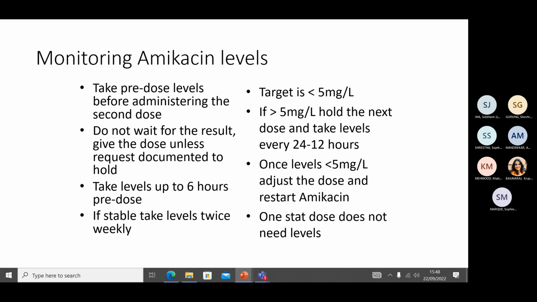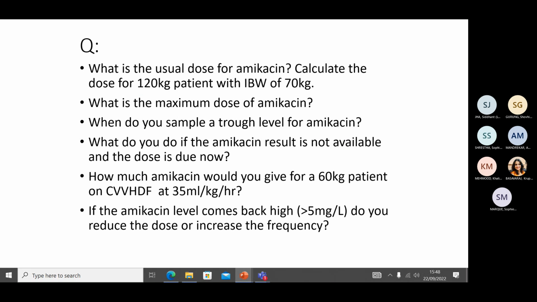And you adjust it by increasing the frequency. And one stat dose does not need a level. If you give a stat dose, just forget about it. Just move on.